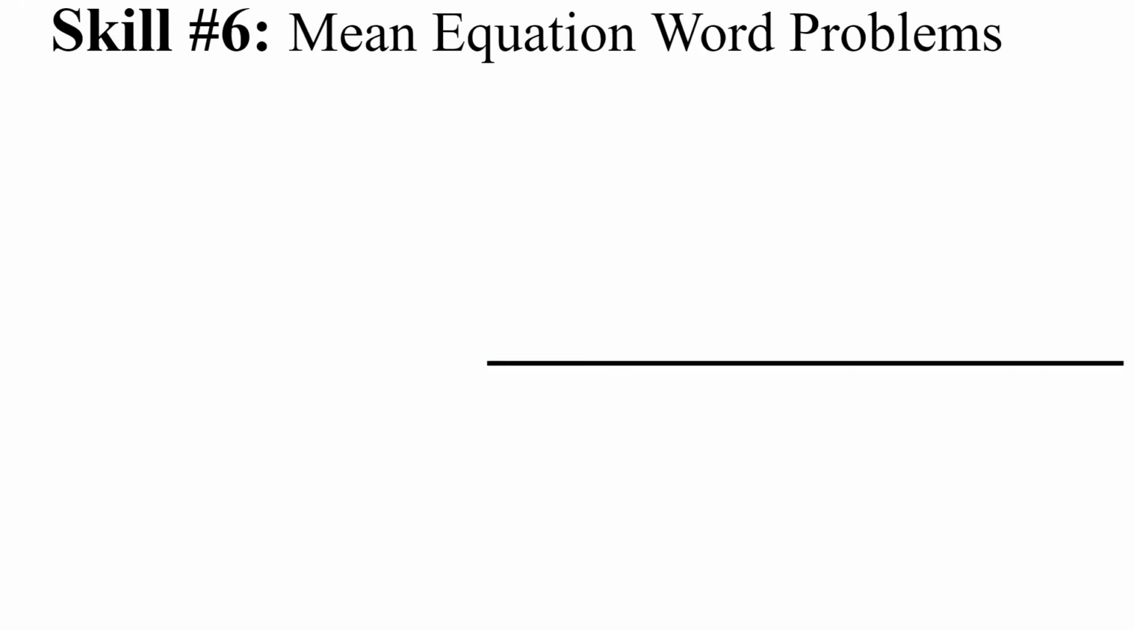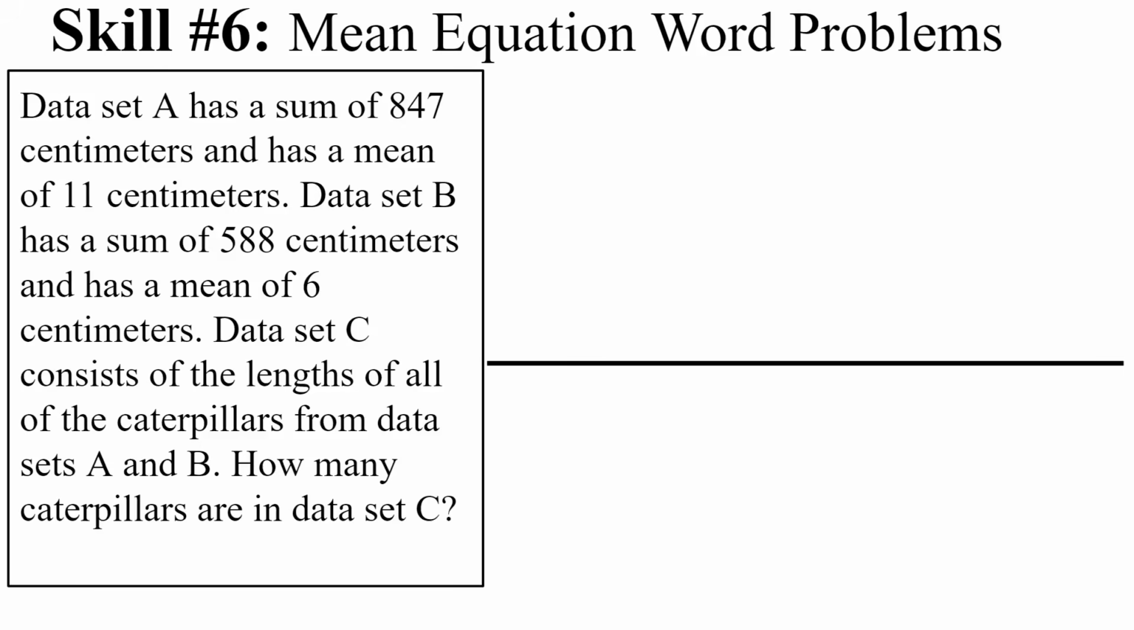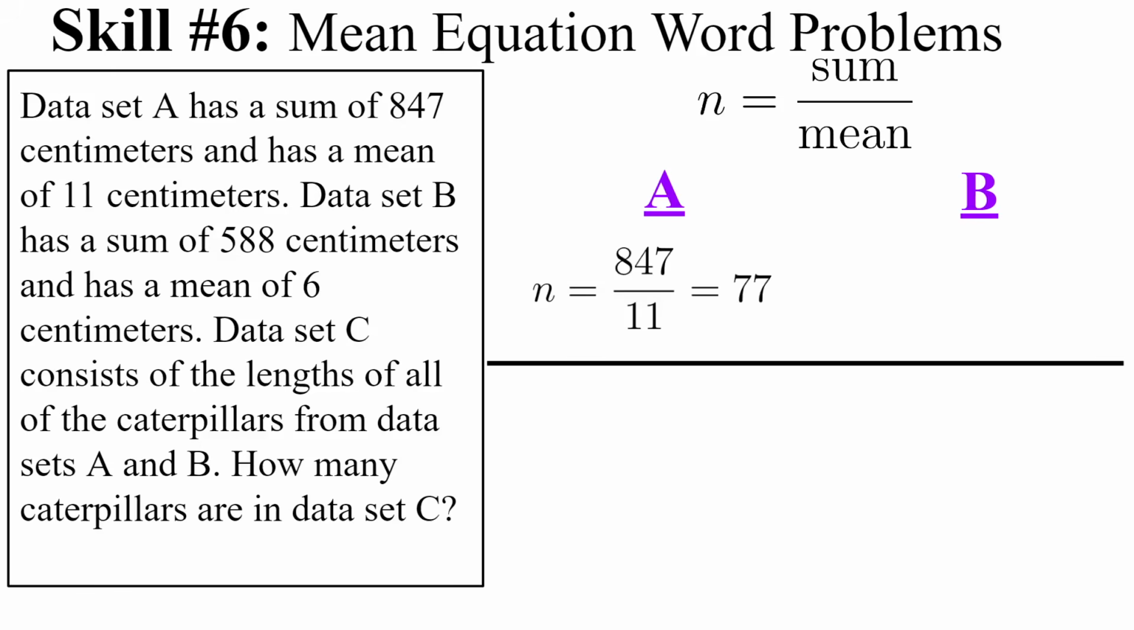Okay, let's look at another one. Okay, so this one has a sum and a mean. So I probably want to find n. So we're going to use the equation we talked about before, n equals sum over mean. So 847 over 11 gives us 77. And then 588 over 6, that gives us 98. Okay, so data set A has 77 caterpillars. Data set B has 98 caterpillars.